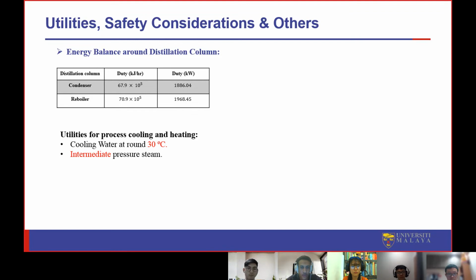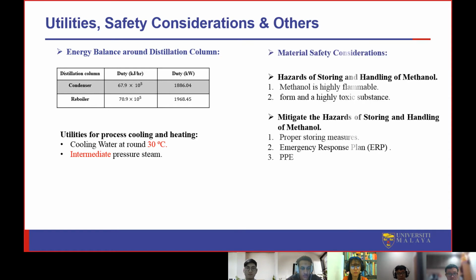And the utilities used to accomplish the temperature steady state conditions at the top and bottom of the distillation column, according to Aspen Energy Analyzer, is that cooling water at around 30 degrees C will be sufficient to provide cooling in the condenser to get the distillate at around 40 degrees C, and intermediate pressure steam at around 175 degrees C will be sufficient to provide heating in the reboiler to get a bottom product at around 90 degrees C.